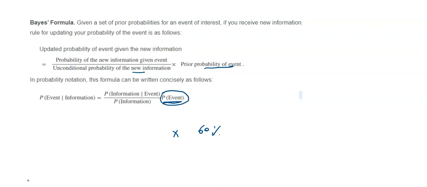So when there was no new information, the probability of the interest rate rise was 60%, you will put that in the numerator. Then second is, given the event, what is the probability of the information? So if the interest rate will rise, what is the probability of inflation? You will put that in the numerator, and in the denominator you will take the total probability. This probability of information is a total probability. Total probability of inflation.